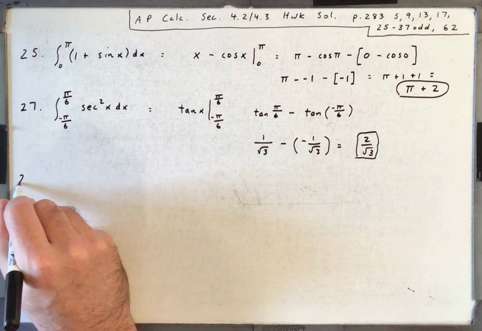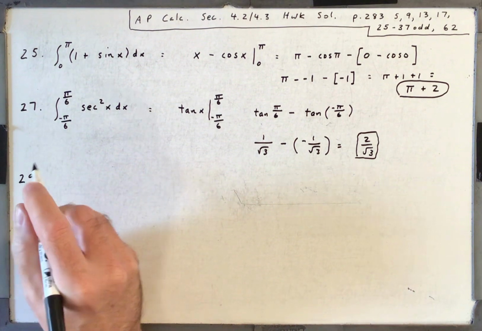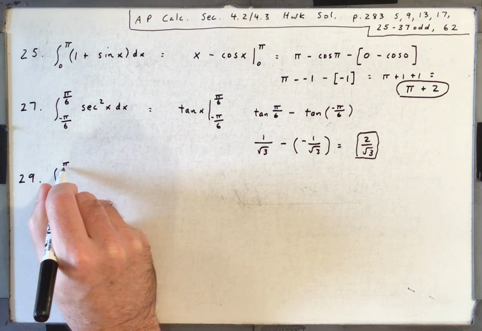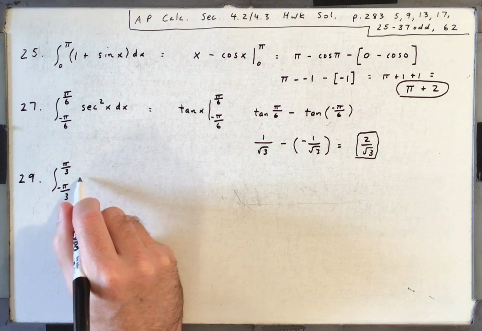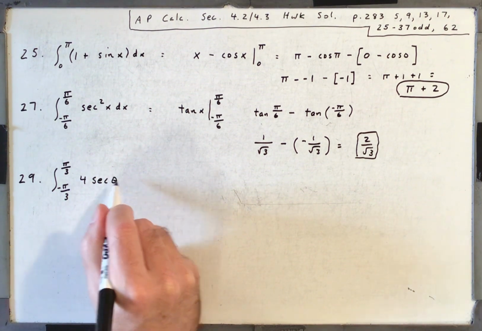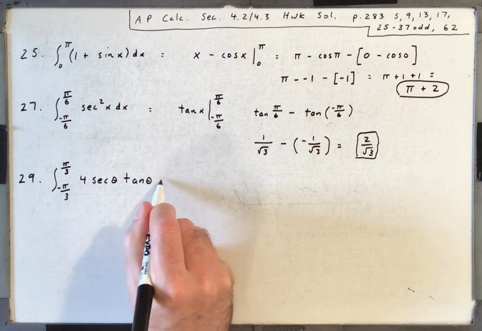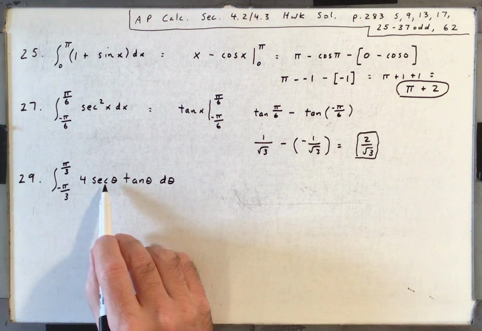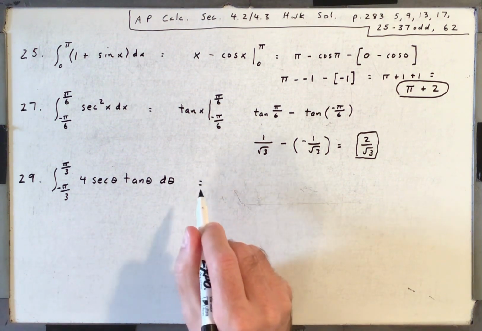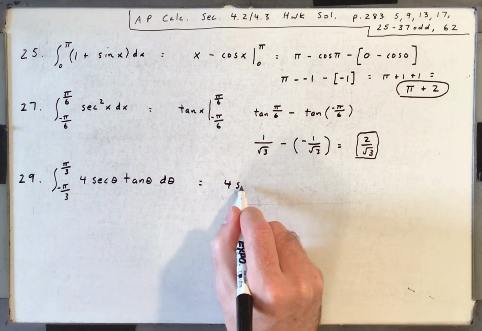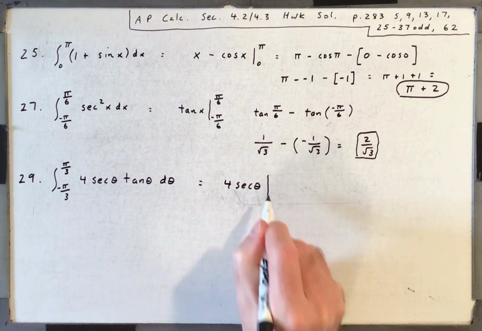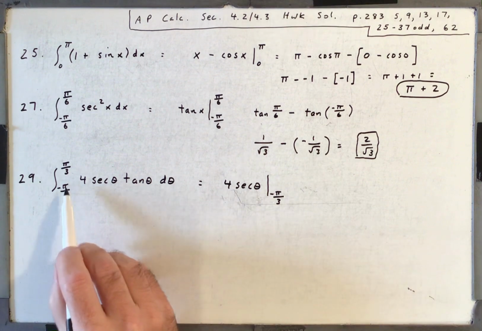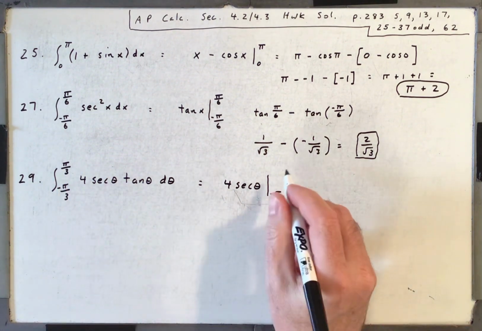Okay, 29. So 29, we're going from negative pi over 3 to pi over 3 of 4 secant theta tangent theta d theta. All right, the antiderivative of secant tangent is just secant. So this is going to be 4 secant theta evaluated from negative pi over 3. Now you don't put a plus. These are definite integrals. You know, we've got numbers here. You don't put a plus c.